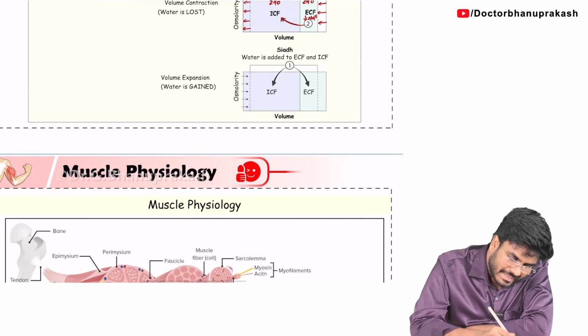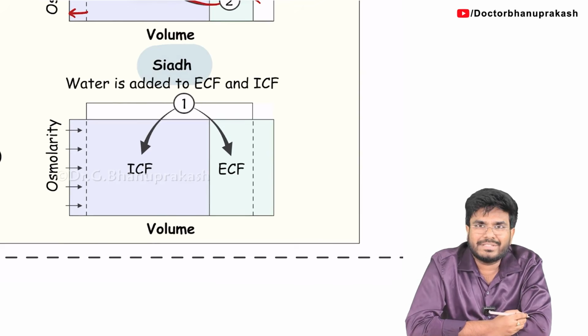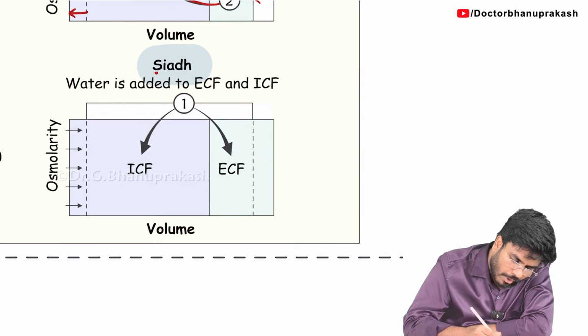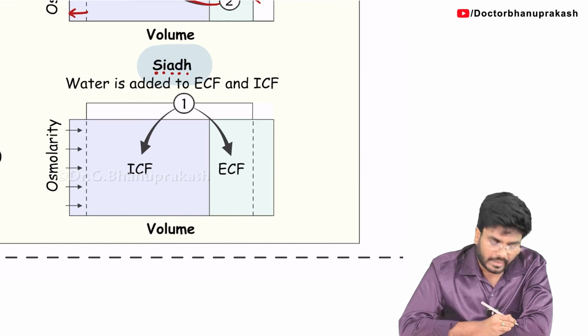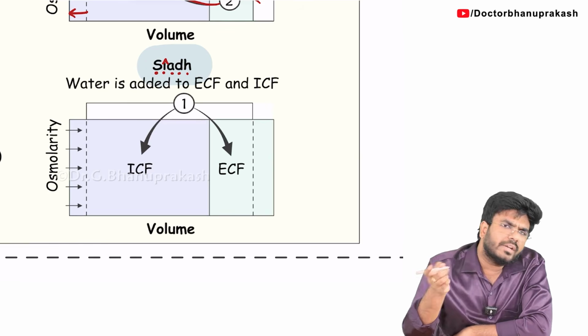The last one is SIADH, a condition called SIADH. So, what exactly is this SIADH, sir? SIADH means syndrome of inappropriate antidiuretic hormone synthesis. Or you can remember it as syndrome of increased ADH. There is more antidiuretic hormone.